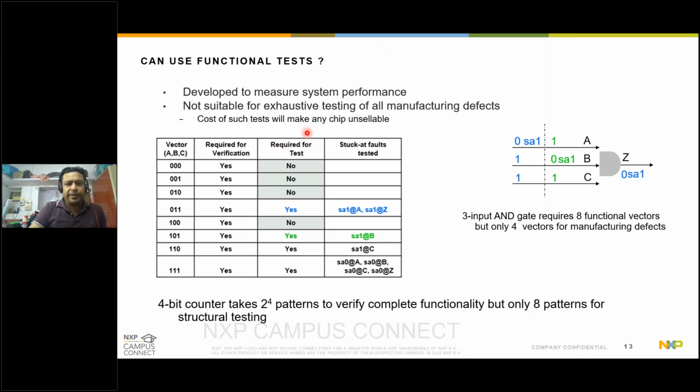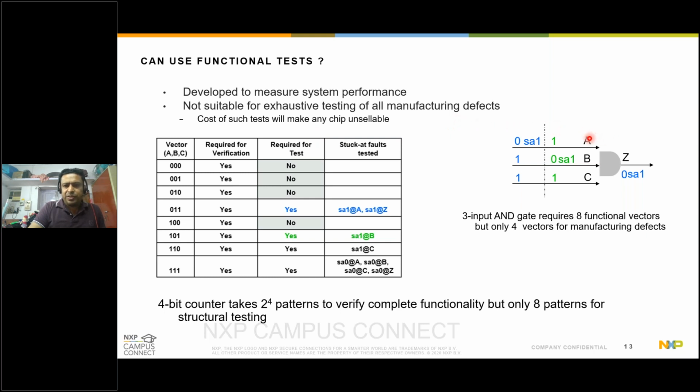Okay, so earlier we saw that the process to detect a defect is very similar to functional verification, where you provide some inputs and compare the response with the expected response. So why not use the functional vectors that are already available to us for testing our manufacturing defects? Ideally, you can use the functional test, but that will not be the optimal solution. Let's try to understand that with the help of an example.